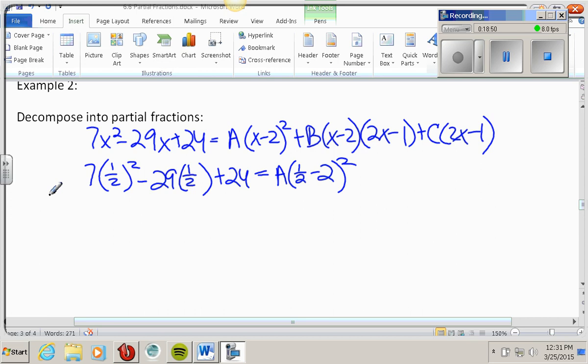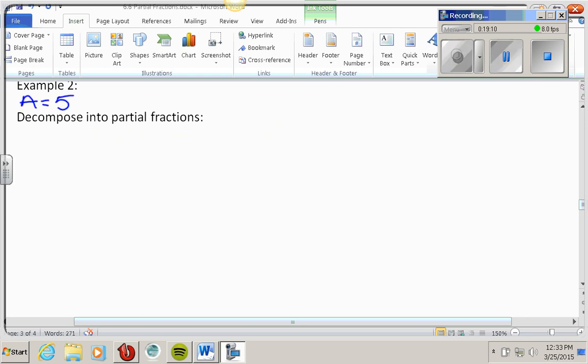Once you combine everything, you'll have 45 over 4 equals 9 fourths a, so a equals 5. So pause this. You might have a couple steps in between. And okay, we are almost done. So the second step is, in order to have x minus 2 equals 0, we want to let x equal 2. So now we're going to let x equal 2.